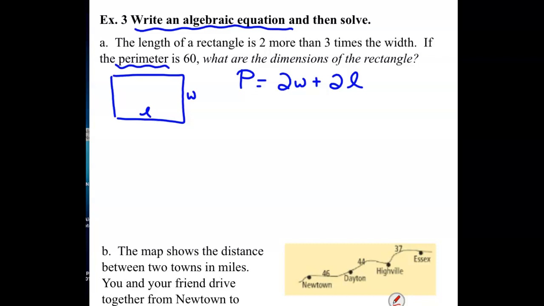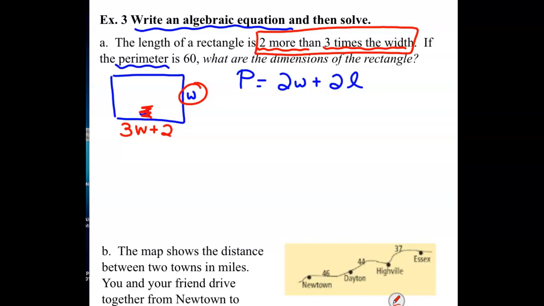So instead, I'm going to leave this as W, but instead I'm going to change this. Instead of calling it length, I'm going to write it using this alternate version. We are told the length of a rectangle is 2 more than 3 times the width. So I need to take 3 times the width, which in this case would be 3 times W, since I let that be my width. And then it says it's 2 more than that, so I have to add 2 to that. Now I have expressions for both sides of the rectangle just using the variable W.